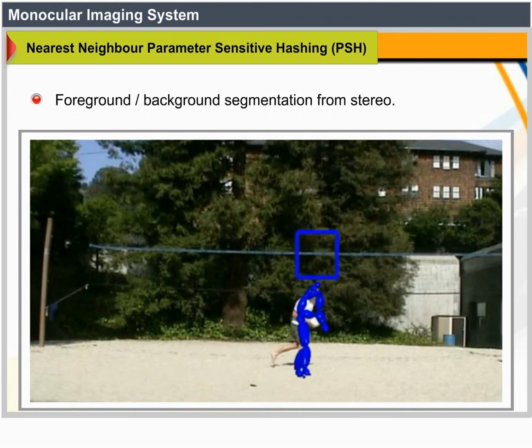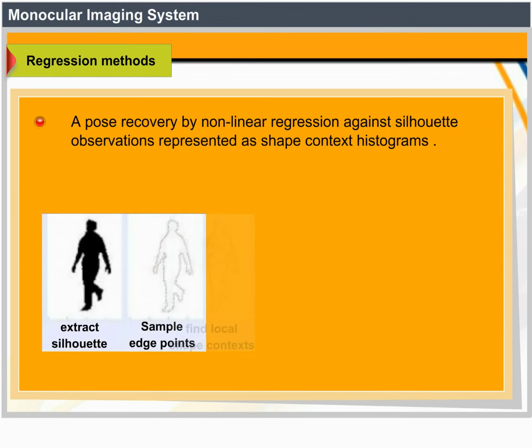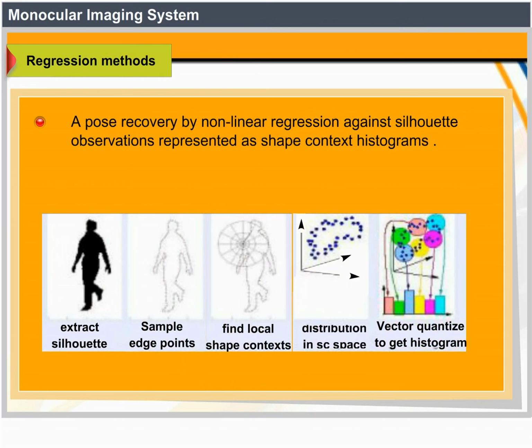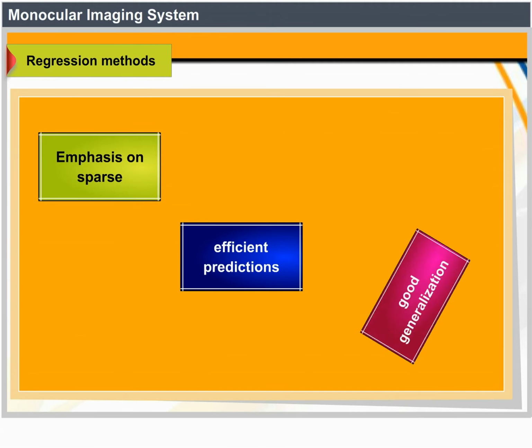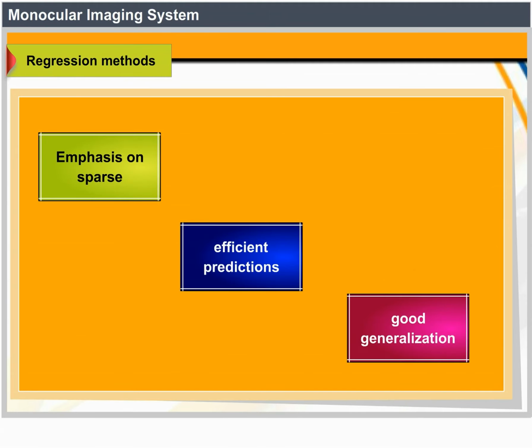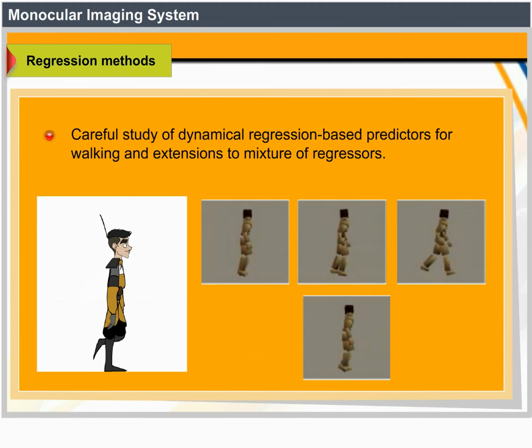Regression methods. Pose recovery by nonlinear regression against silhouette observations represented as shape context histograms. Emphasis on sparse, efficient predictions and good generalization. Careful study of dynamical regression-based predictors for walking and extensions to mixtures of regressors.